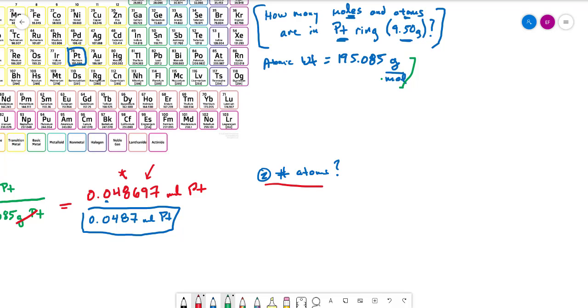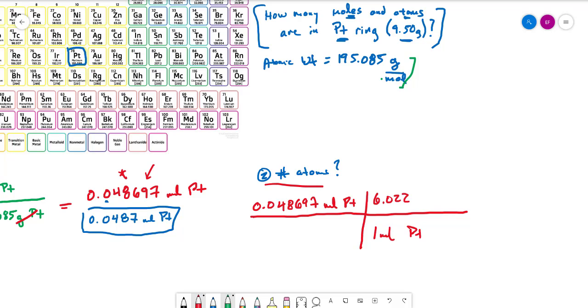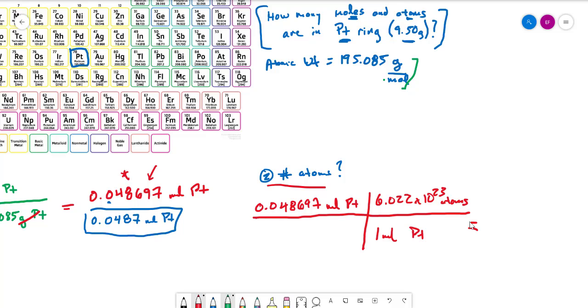Okay, so if we want to know the number of atoms, we know the relationship between moles and atoms through Avogadro's number, right? We could say 0.048697 moles of platinum, and then do this dimensionally again, where we say for every 1 mole of platinum, we have 6.022 times 10 to the 23 atoms of platinum. And so we can do that math. And what we get is a number that's 2.93 times 10 to the 23rd atoms.